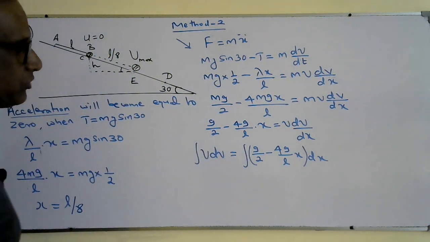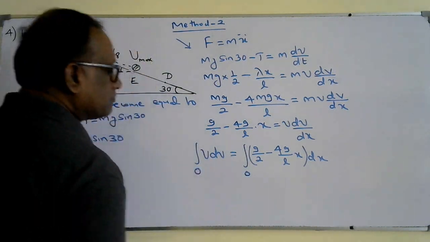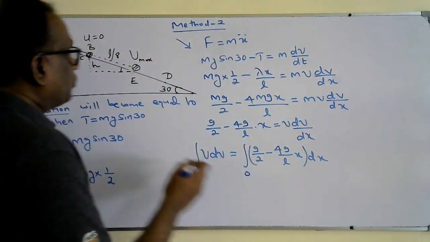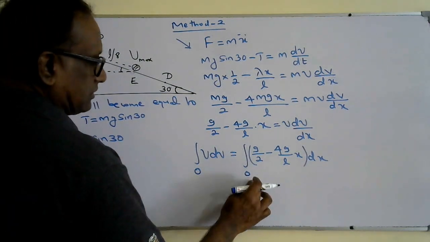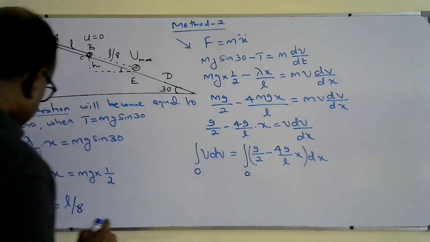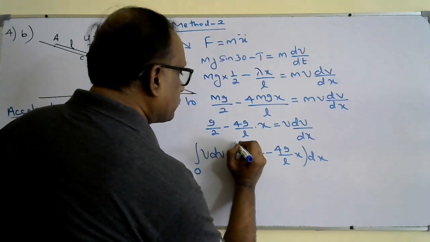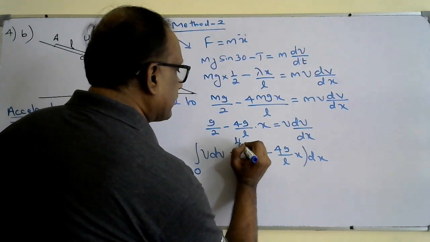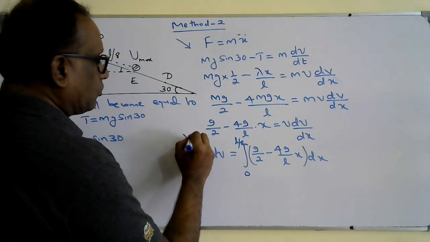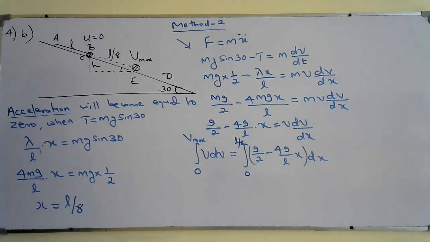What are the limits we are going to put? At position B, where it was released, x equals 0, no extension, and the speed is 0. We are starting this motion from B onwards. Then the maximum speed occurs when x equals L by 8. So the upper limit is L by 8, and I need to find V max, which I know occurs at L by 8.